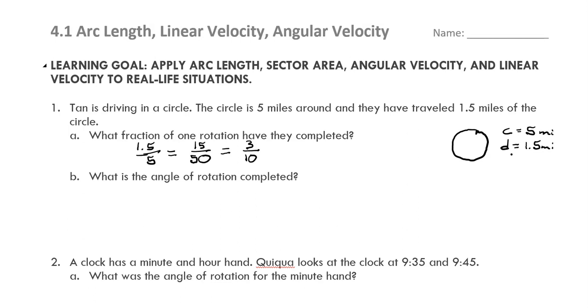Letter B. What is the angle of rotation completed? If we do this in degrees, there's 360 degrees in a circle, and they have done 3/10 of the circle. I can put the 360 over 1, and then I can divide 360 and 10 both by 10, giving me 36 times 3. And 36 times 3 is 108. The angle of rotation is 108 degrees.